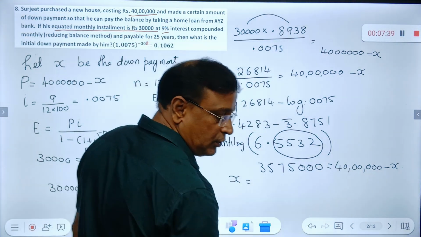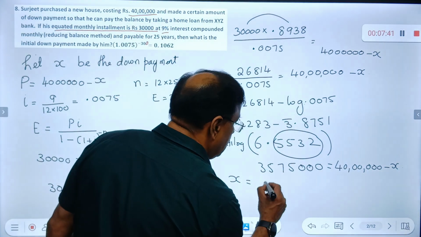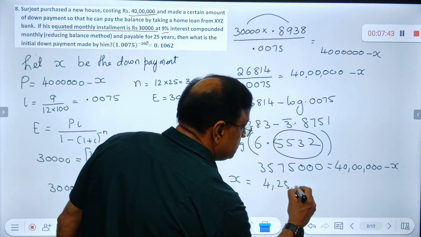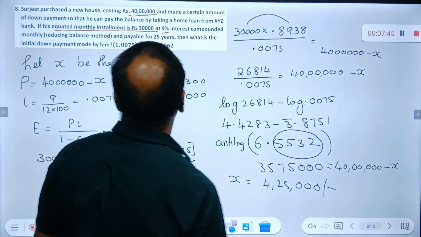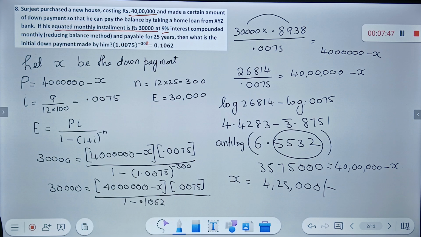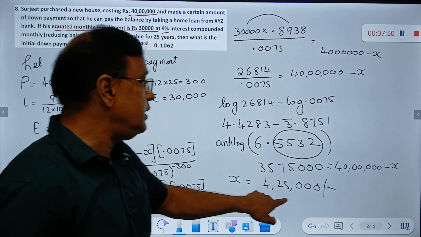if you subtract this, what do you get? It will be 4,25,000. This is your cash down payment. What is the initial down payment? This is your initial down payment.